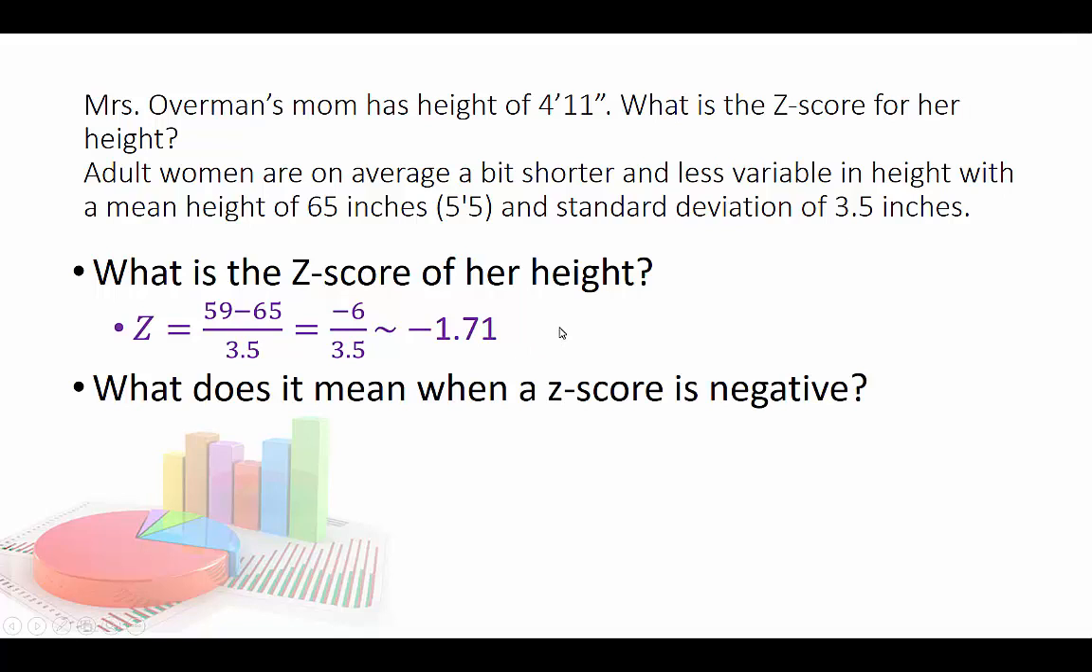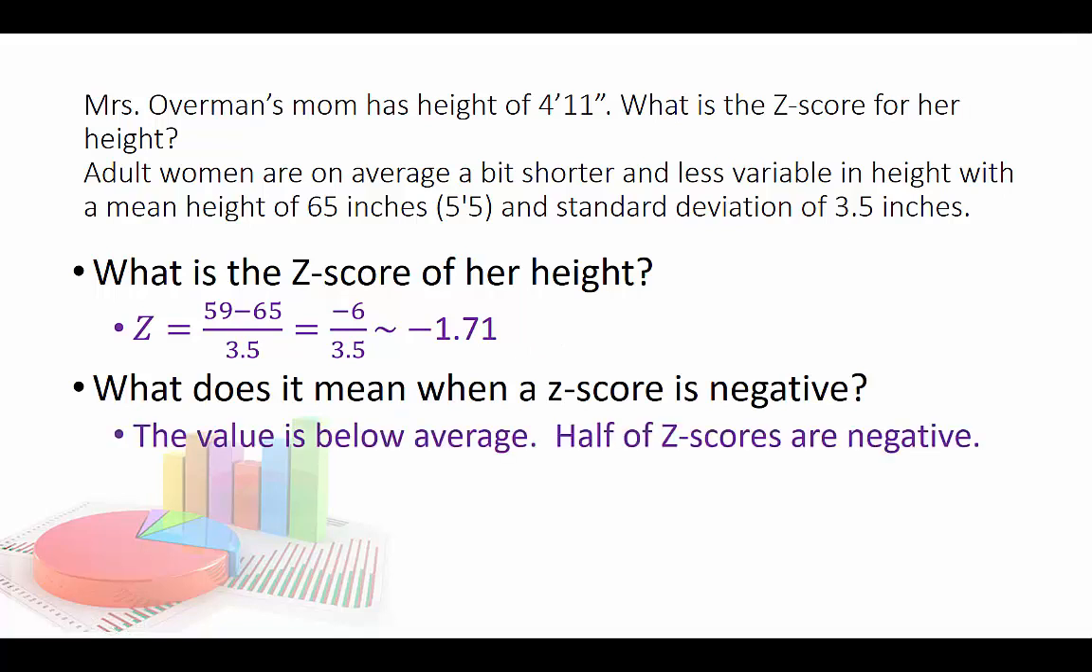So what does it mean when a z-score is negative? The value is below average. And don't forget, half of z-scores are negative and half are positive. We divide them up equally.